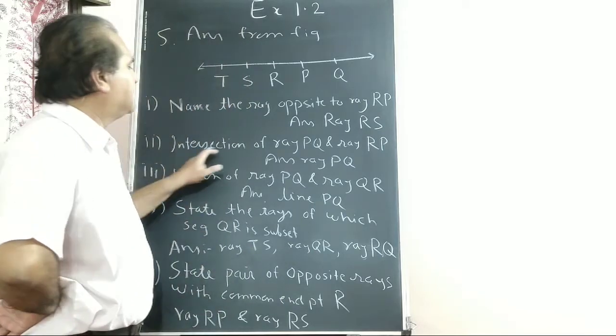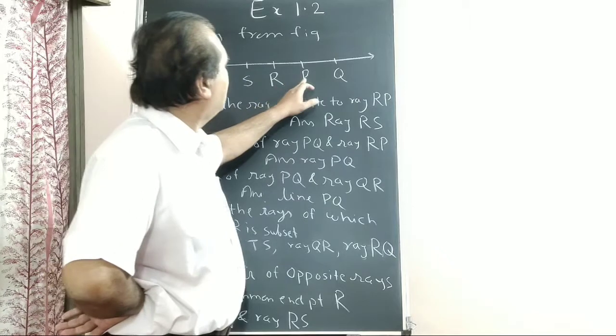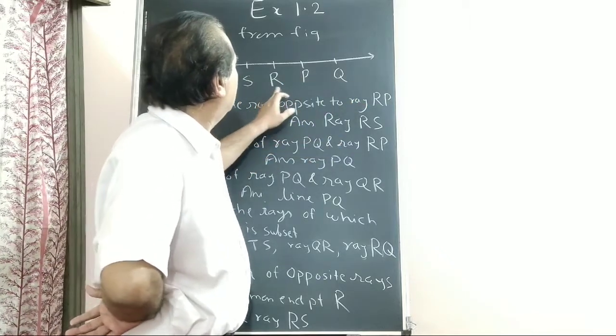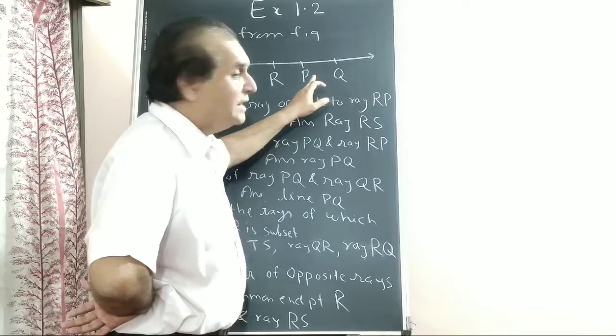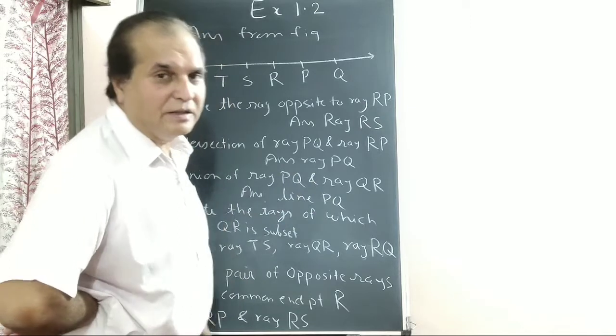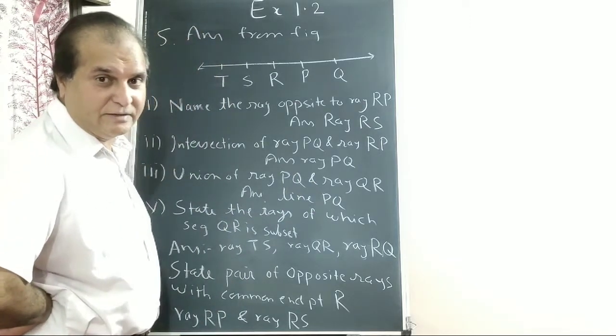Okay? Intersection of ray PQ and ray RP. Ray PQ is from here to here. Ray RP is from here till the end. So intersection is the common part. Ray PQ is the common intersection. Intersection you understood from sets.